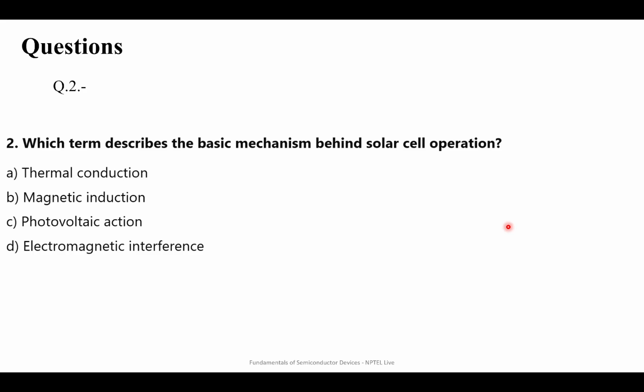Which term describes the basic mechanism behind solar cell operation? Thermal conduction, magnetic induction, photovoltaic action, electromagnetic interference. Sir, option C, photovoltaic action. That is correct. Solar cell operation is a photovoltaic action. Photovoltaic means I insert photons and the output is some voltage. That is called photovoltaic action.